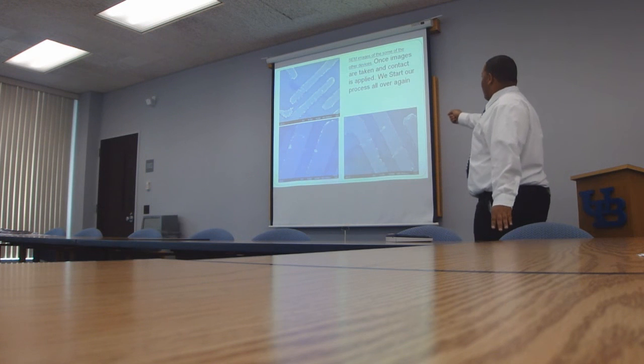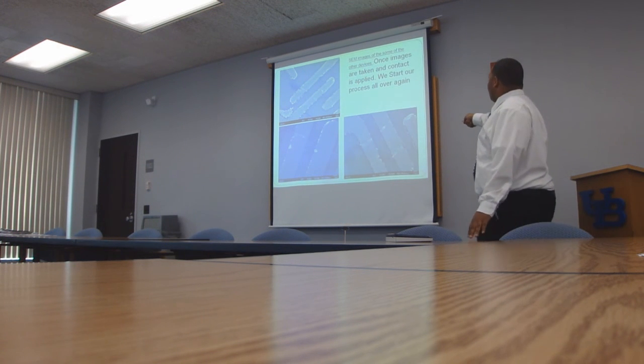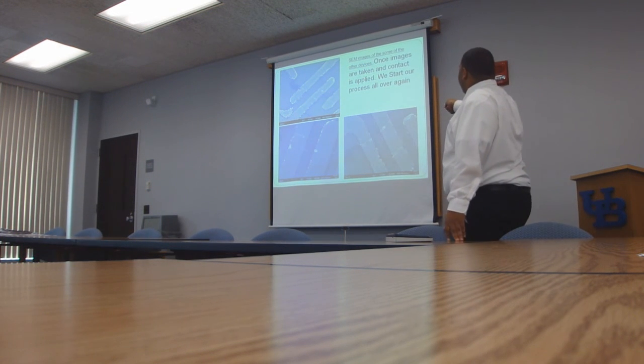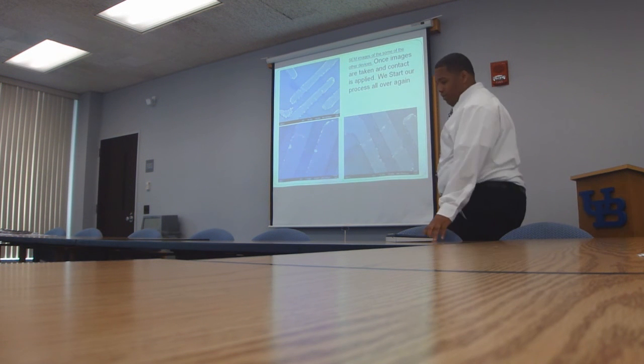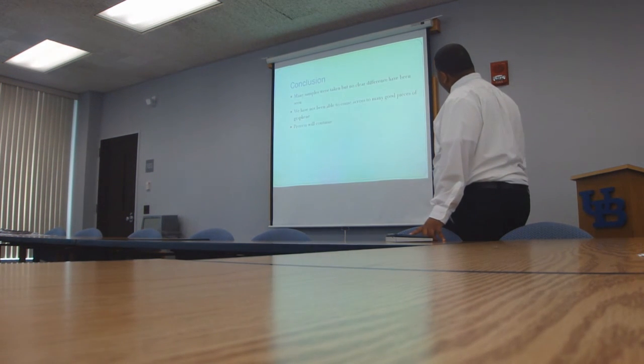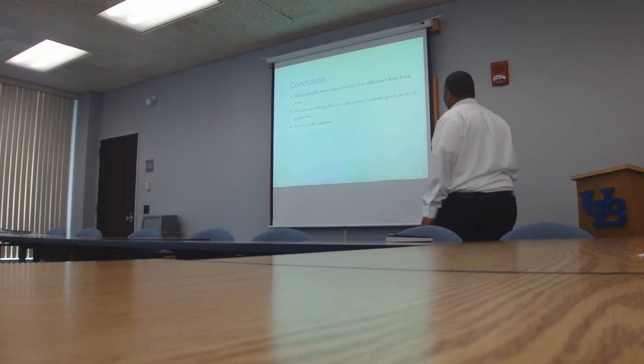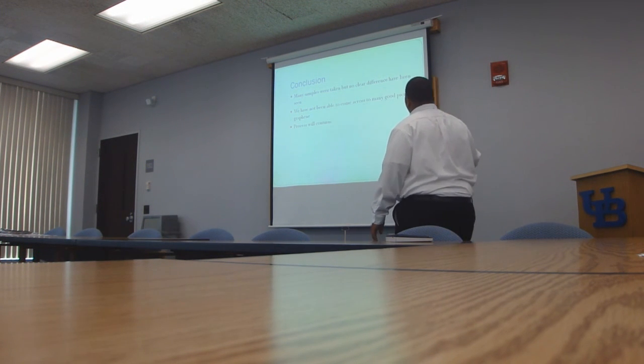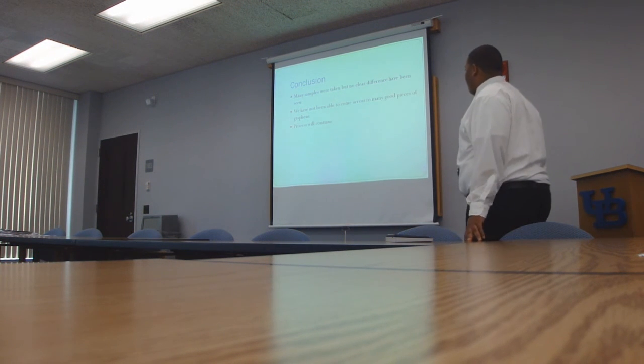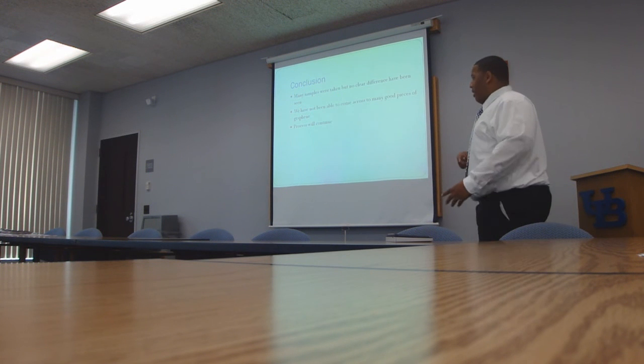Right here are SEM images of some of the devices. Once images are taken and contact is applied, we start our process all over. Many samples were taken but no clear differences have been seen. We have not been able to come across too many good pieces of graphene.